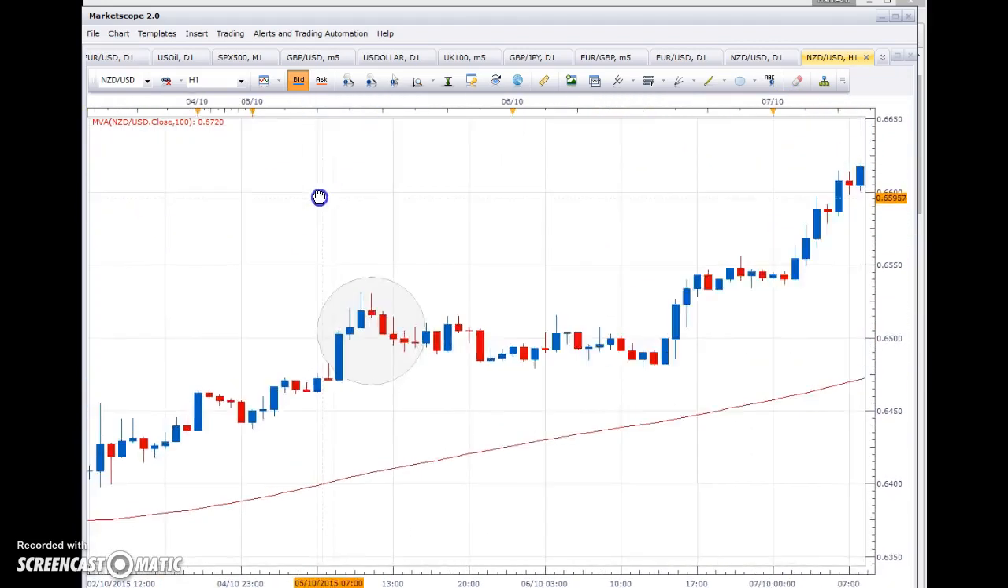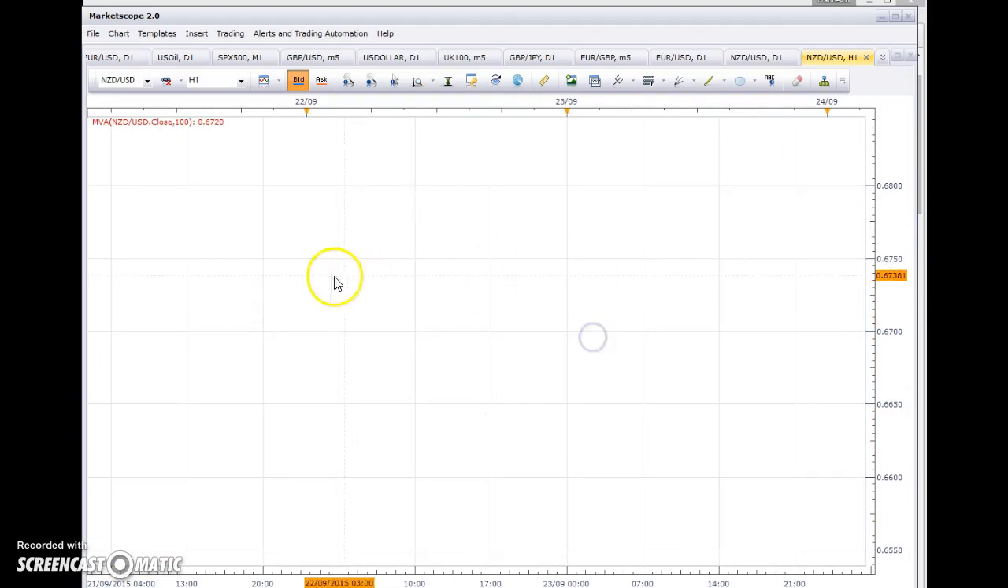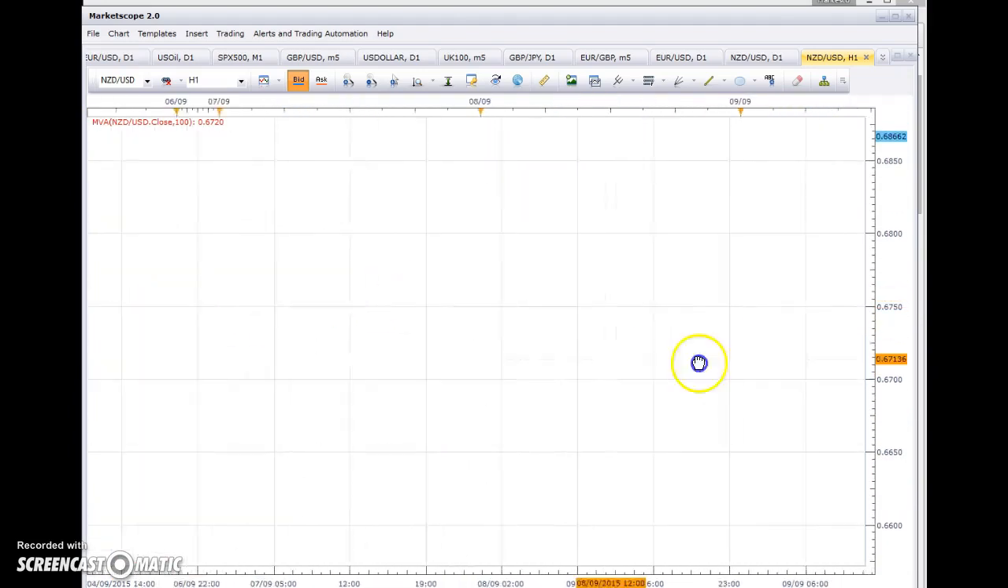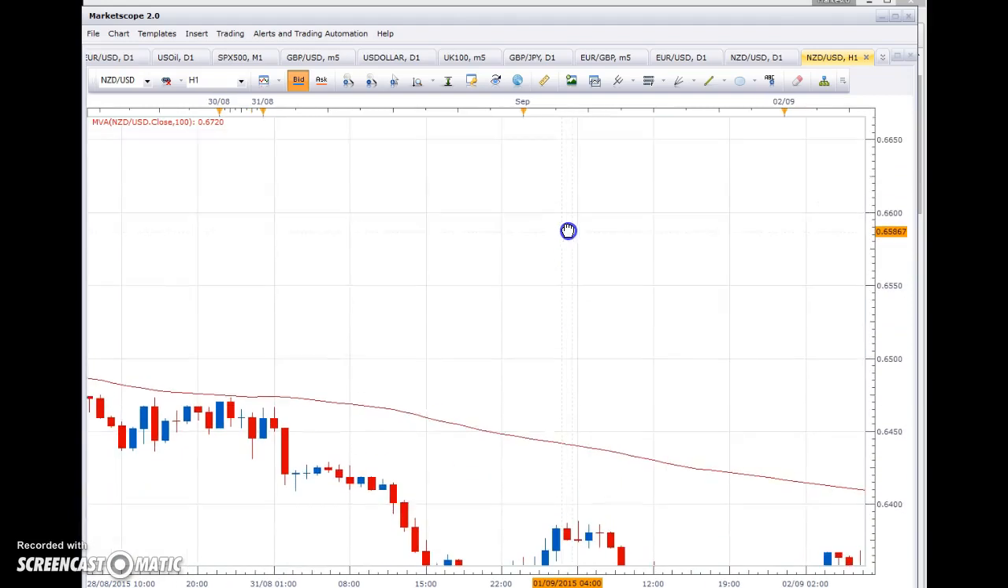Okay, let's take a different example altogether. So I'm going to go back. We don't know what's happening to price, so we're not biased. Okay, I'm going to go up a little bit and see what happens here.